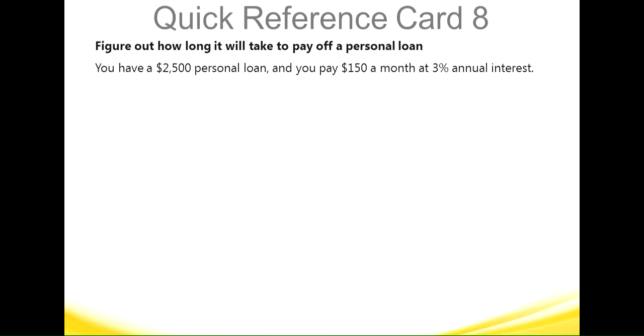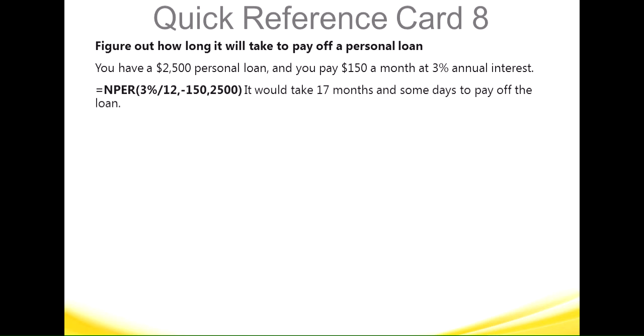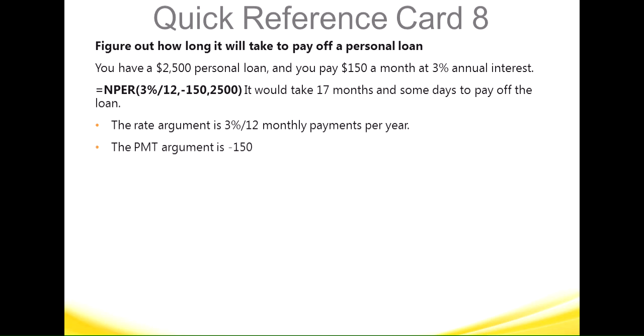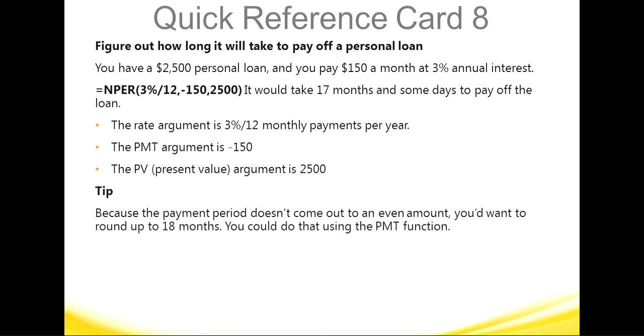We also figured out how long it would take to pay off a personal loan. In this example, we have a $2,500 loan. We wanted to pay $150 a month at a 3% annual interest rate. The NPER function helped us achieve this calculation with the rate of 3%. The payment argument is negative $150 for our payment. The present value was $2,500. And because the payment period doesn't come out to an even amount, you want to make sure that you round up. Doing this slightly adjusted our 150 down to 148.